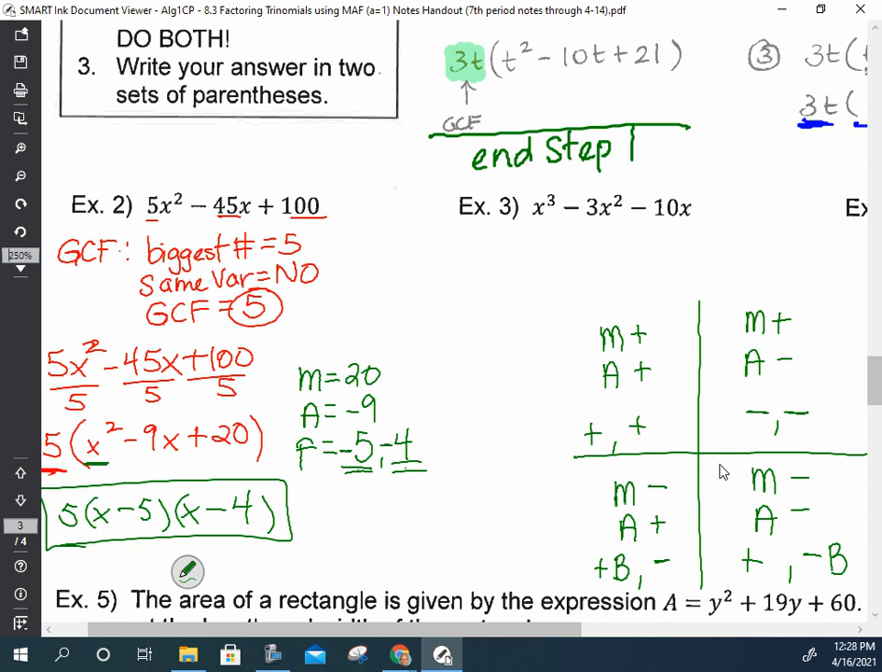So again, the only other new step is taking out a greatest common factor. Any other questions before we do one more example and then that's that? Yeah, it's pretty simple. It's not difficult. It's not hard. If you know how to multiply, this is easy.